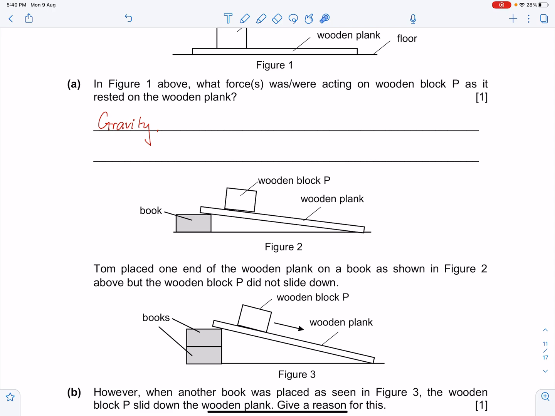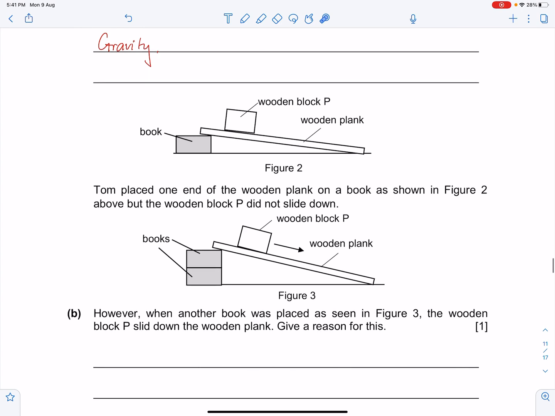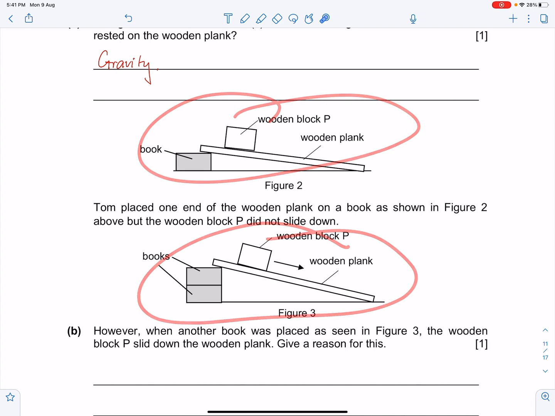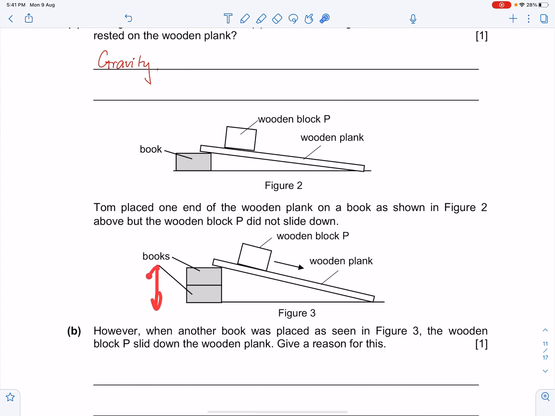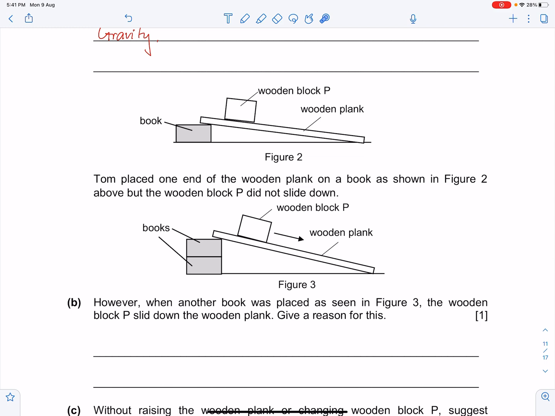Next, Tom then placed one end of the wooden plank on a book as shown in figure 2, but the wooden block P did not slide down. However, when another book was placed, the wooden block P slid down the wooden plank. Give a reason. Let's take a look at figure 2 and figure 3. What is the difference? In 3, there is a height difference. When you think about it in terms of forces or energy, this over here has more height. So your wooden block will have more GPE, gravitational potential energy, compared to diagram 2, which has less GPE.